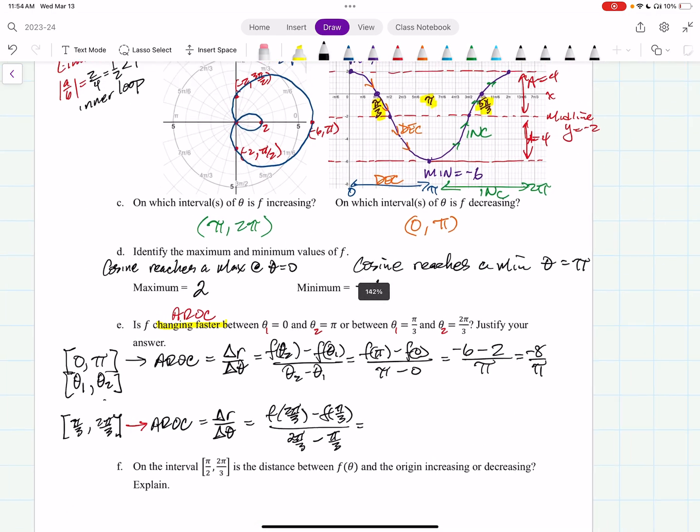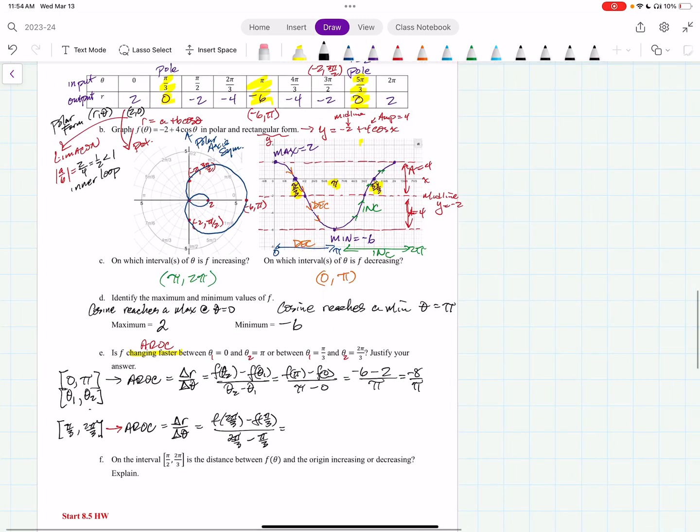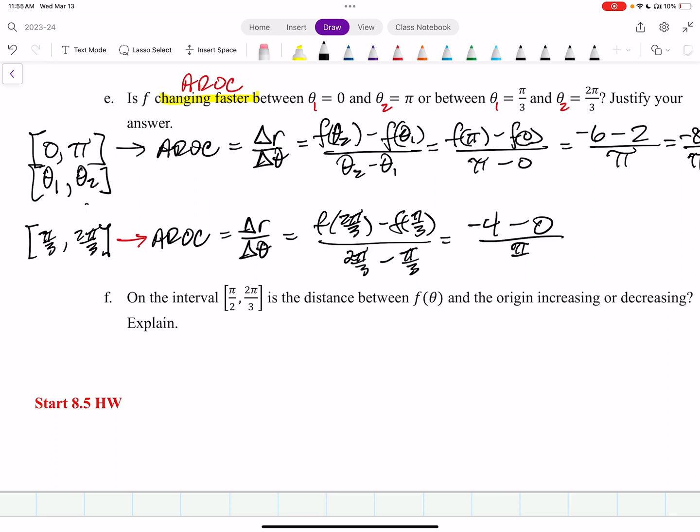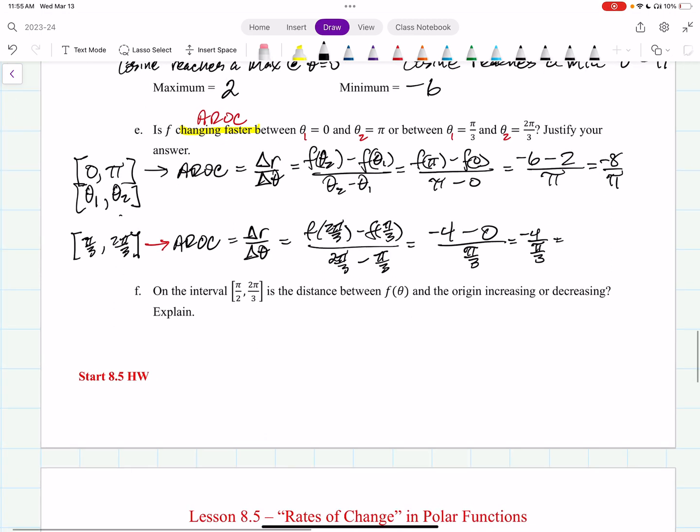Because we already evaluated the function at all these points. Okay, so f of 2/3 pi, what is that? -4. Okay, f of pi thirds, that's at the pole, so you get 0. Okay, and then 2/3 minus 1/3 is 1/3. Basic math. Okay, and you get -4 divided by pi thirds. And of course, you multiply by the reciprocal, so you get -4 times 3 over pi, which gives you -12 over pi. All right, now which one's changing faster, underline faster?